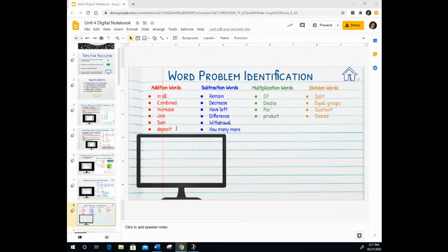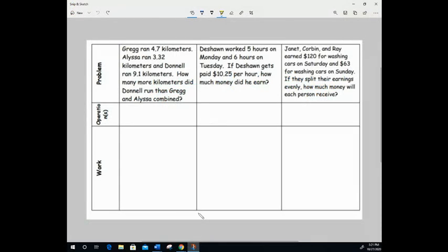For multiplication, you might see words like "of", and with "of", it has to be referring to something, double or triple, per, and product. And then for division: split, equal groups, quotient, and shared. So those are some different words that could help you identify what kind of operation you would need in order to solve a word problem. So let's take a look at some decimal word problems.